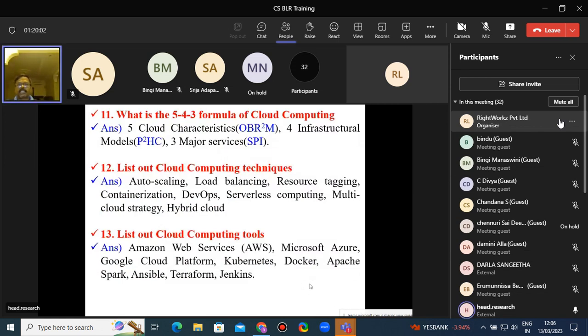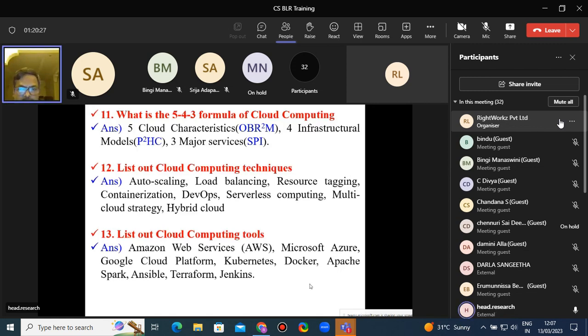Five characteristics: on-demand self-service, broad network access, resource pooling, rapid elasticity, measured service. Four deployment models: public cloud, private cloud, hybrid cloud, community cloud. Three major services: software as a service cloud, platform as a service cloud, infrastructure as a service cloud.